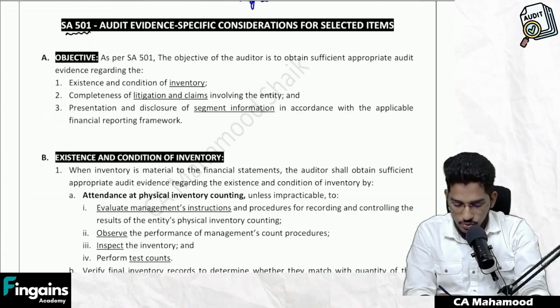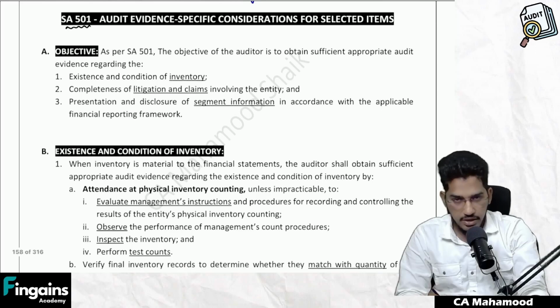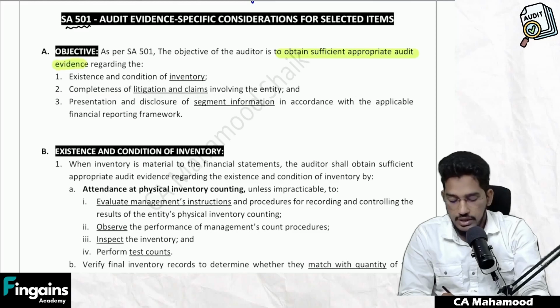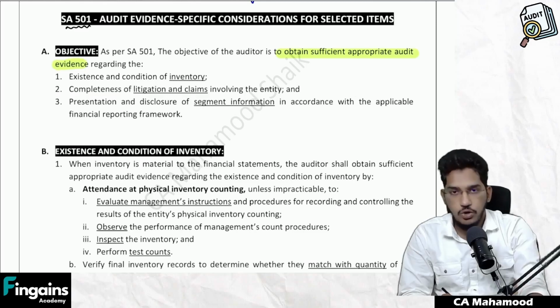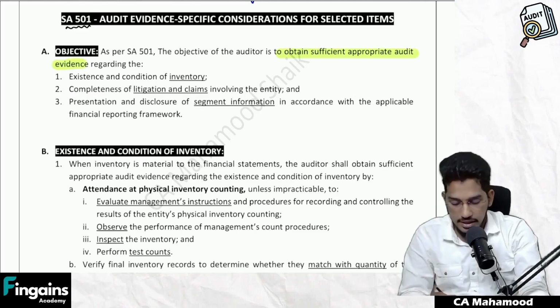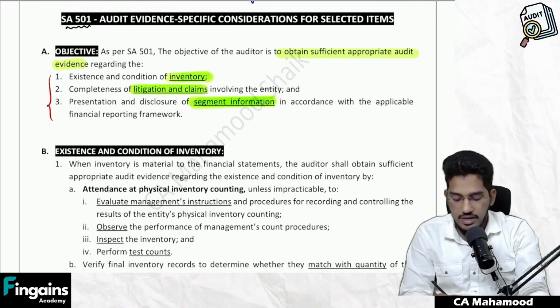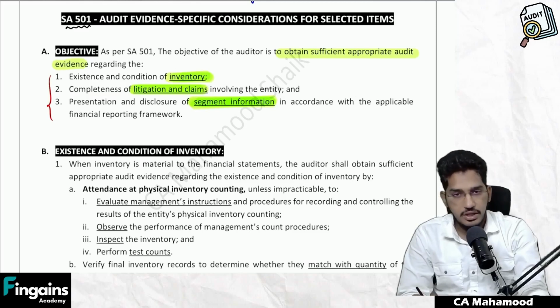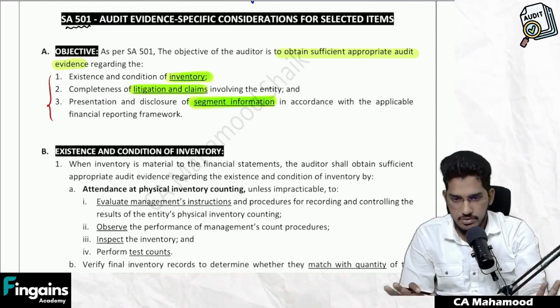So first, let me take you through the objective. As per SA 501, the objective of the auditor is to obtain sufficient appropriate audit evidence regarding three items. That means this standard is trying to help the auditor obtain sufficient and appropriate audit evidence regarding three selected items. Number one, existence and condition of inventory. Number two, completeness of litigations and claims involving the entity, and also presentation and disclosure of segment information in accordance with the applicable financial reporting framework.